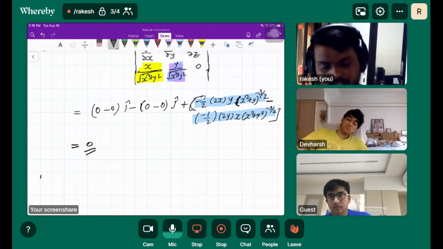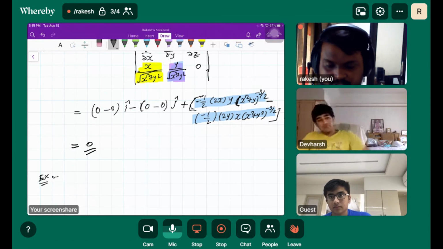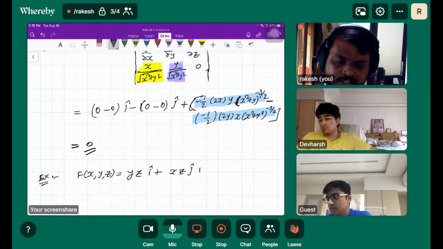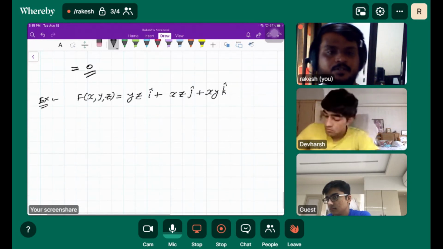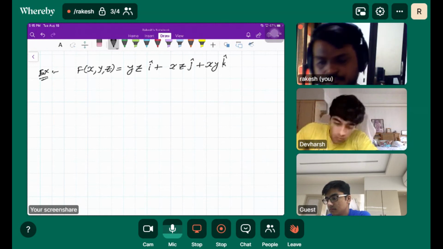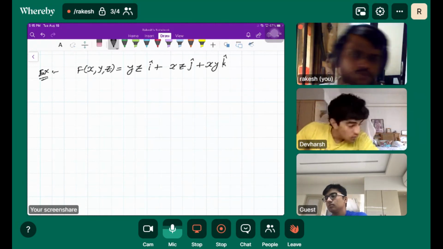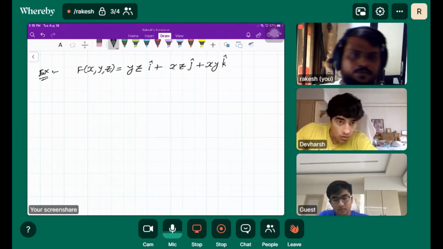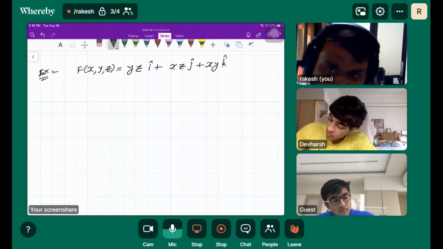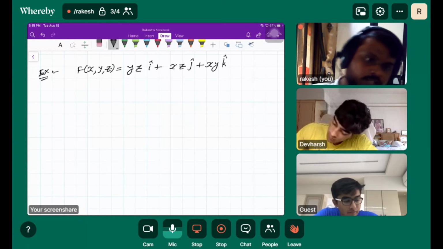Okay, I'll put up the next example here. That's the vector field f of x y z is equal to yz i cap plus xz j cap plus xy k cap. Now there is no need to draw this vector field. We can directly apply the formula. Those two examples were to explain or let you imagine curl and divergence through that example.